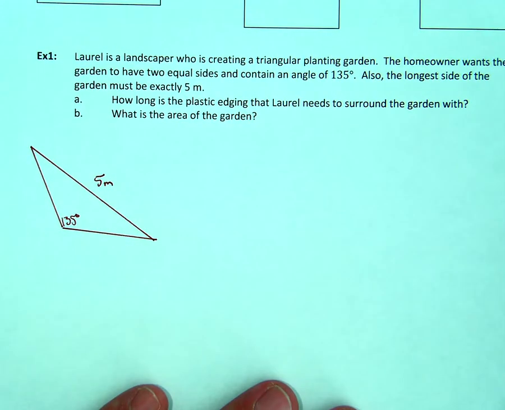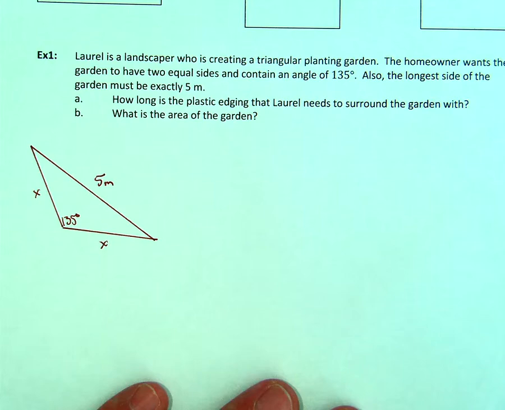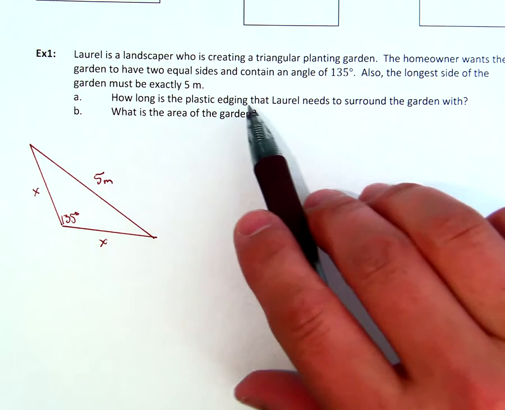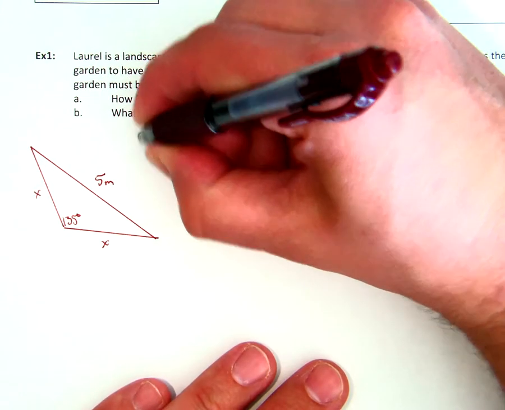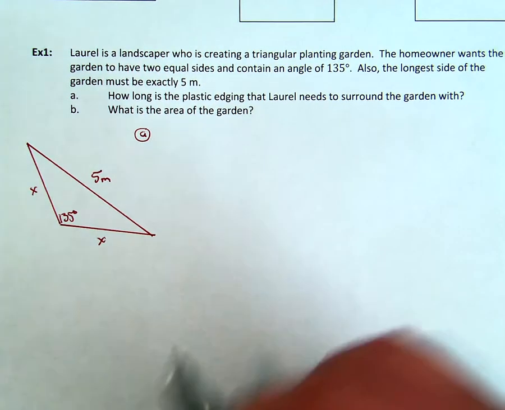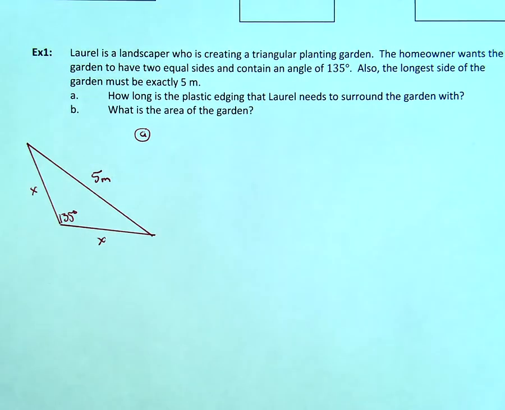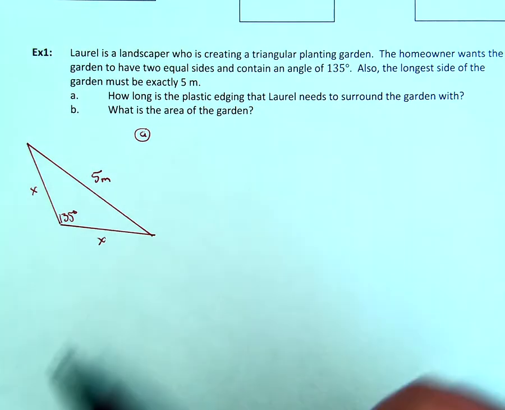So the other two sides have to be equal, it says. So we'll call this x and this x. So what I need to do is figure out how long the plastic edging is, so I need the perimeter. So to find the perimeter for part A, I think I'm going to have to use the cosine law. Actually, you could use the sine law. I'm going to use the cosine law. You're welcome to use the sine law.